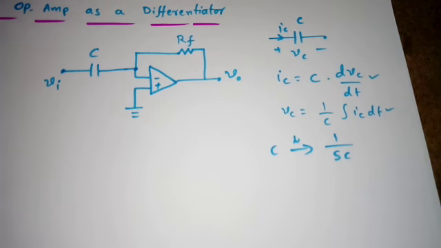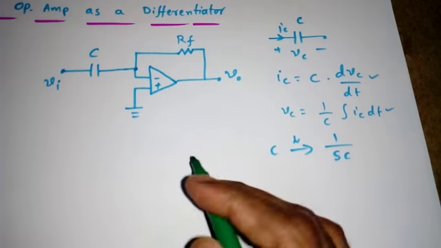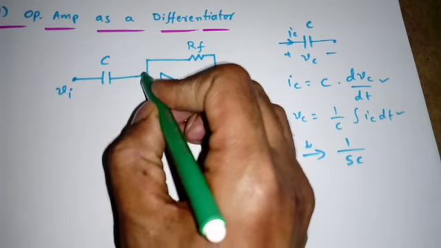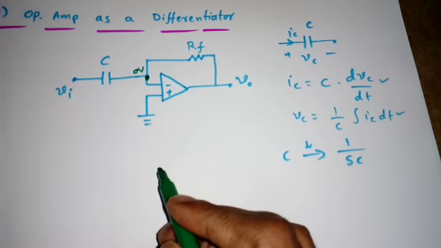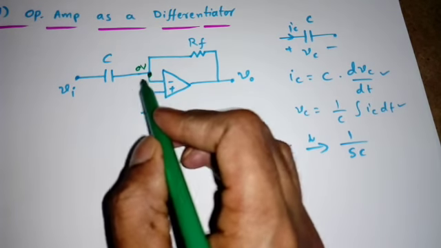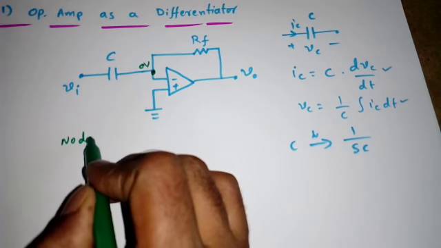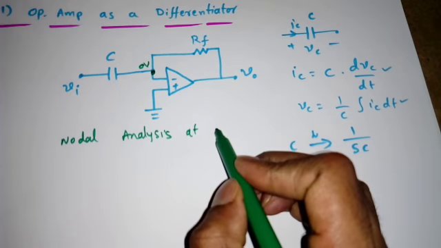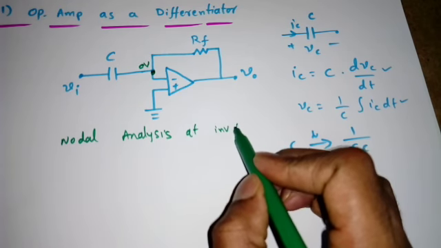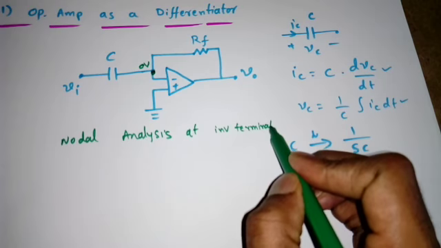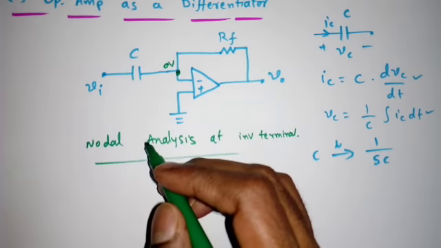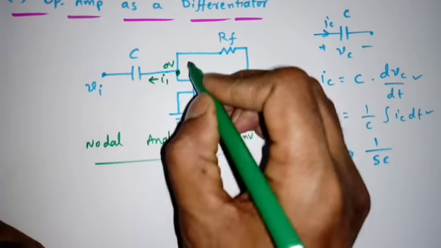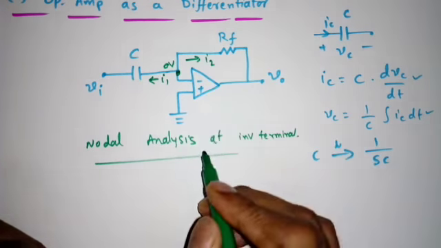Now we'll see the analysis, how to find the output voltage. Simple virtual ground concept. By the virtual ground concept, this is connected to 0, so that means this is also 0. Now I am applying the nodal analysis at the inverting terminal, or at 0 volt we can say. Now how to apply the nodal analysis? We need to find what this current is. Suppose this is I1 and this current is I2.